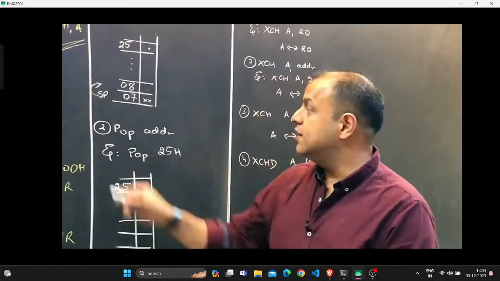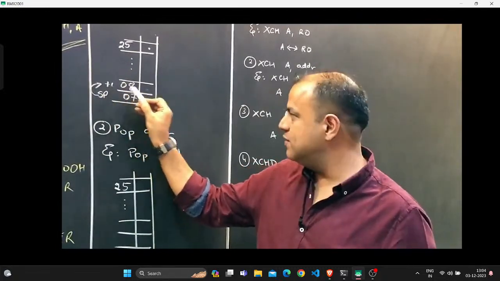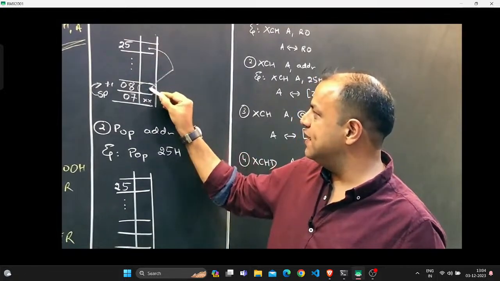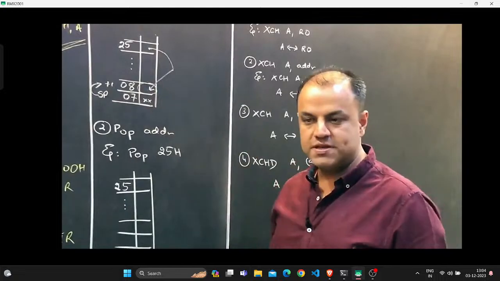So there are 2 things that have to happen here. SP has to become SP plus 1 so that it points to this location, and you want to take the data of location 25 and store it over here. So can you see there are two steps? This is one, this is another. There are two steps taking place.